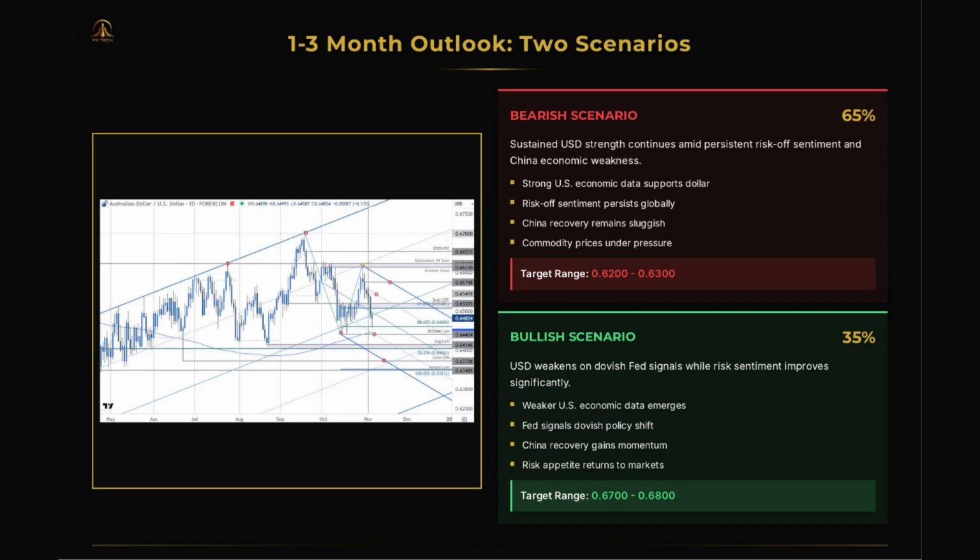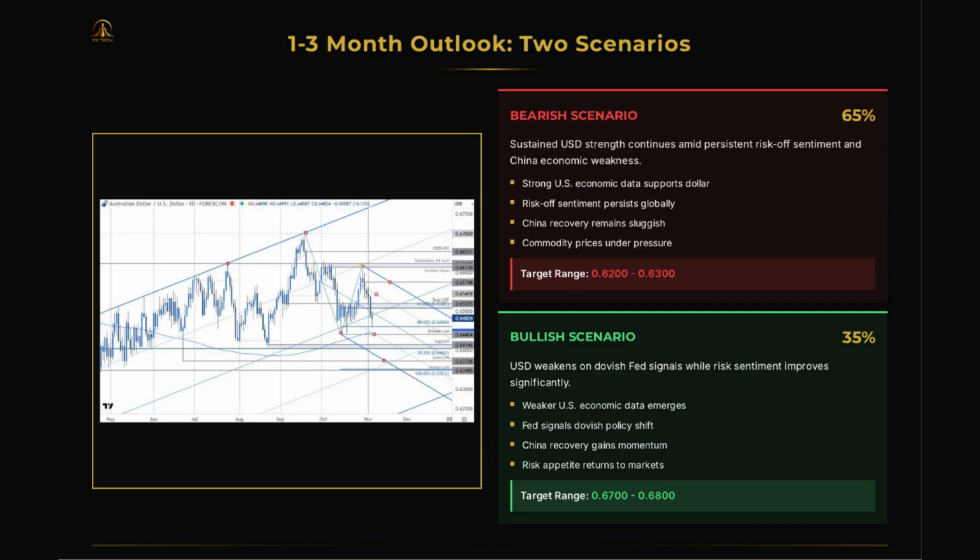Looking at the medium-term outlook for the next 1 to 3 months, we have 2 probability-weighted scenarios. The bearish scenario carries a 65% probability. In this scenario, sustained USD strength continues amid persistent risk-off sentiment and China economic weakness. Strong U.S. economic data supports the dollar. Risk-off sentiment persists globally. China's recovery remains sluggish, and commodity prices stay under pressure. The target range for this scenario is 0.6200 to 0.6300.